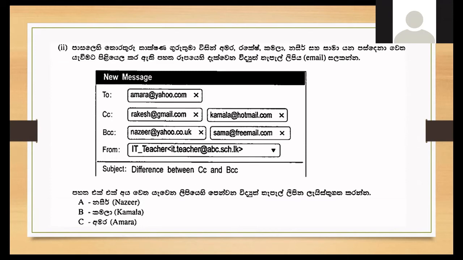Nasir can see. Kamala can. I'm asking when Kamala got this mail, what are the names she can see? Amara and Rakesh. Amara, Rakesh. That's all right. Yes, IT teacher. Kamala can see only Amara and Rakesh? What about Nasir and Sama?